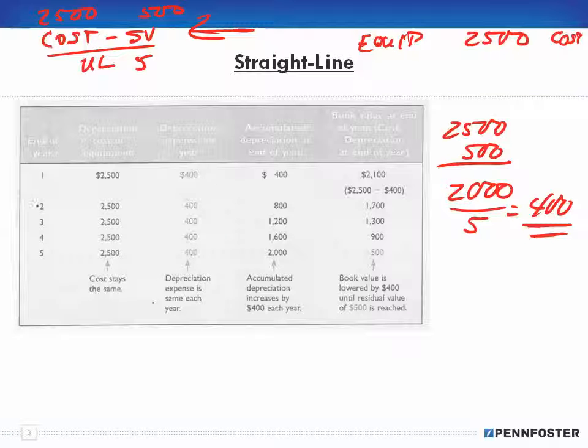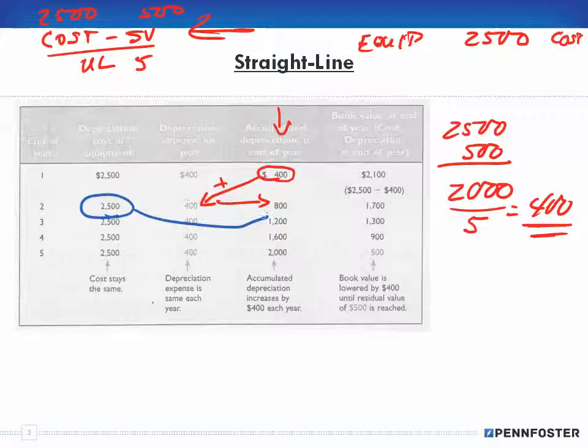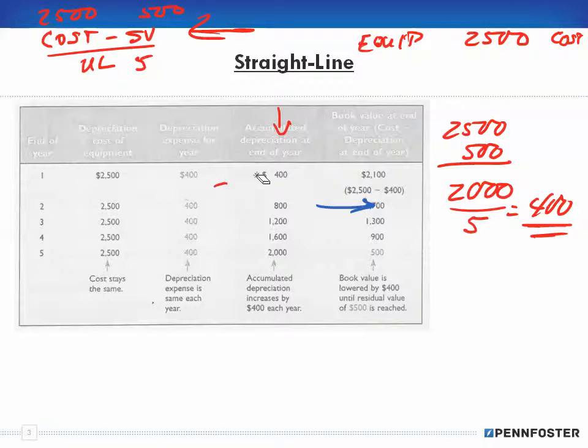All right. Now for year number 2, again, our cost stays the same at 2,500, and our depreciation is going to be 400, so that stays the same. However, now our accumulated depreciation is the 400 from the year before plus the 400, which gives me the 800. And then for our book value, all we're doing is taking our cost here of 2,500 and subtracting out this 800, which gives us our $1,700, right? It's just that simple. We just keep on going down the line, year after year after year.